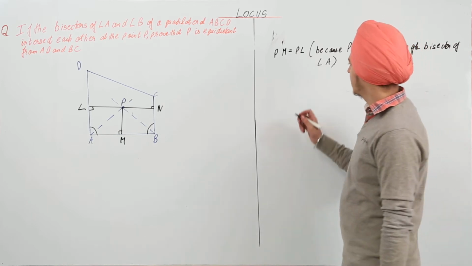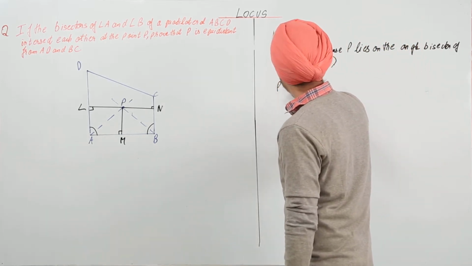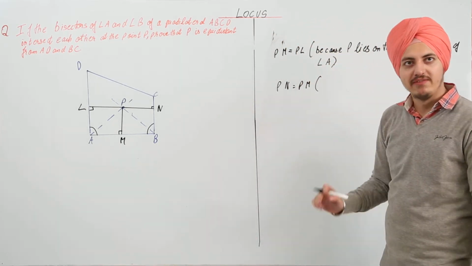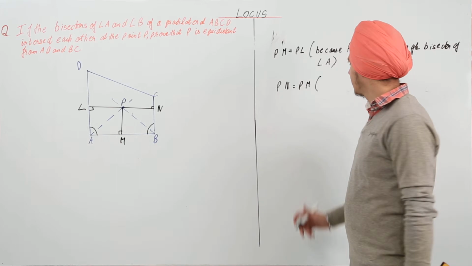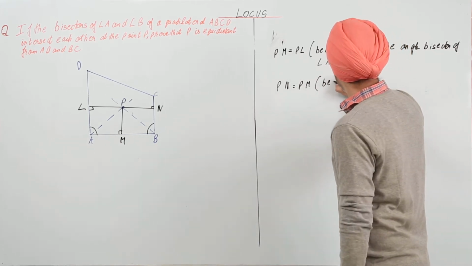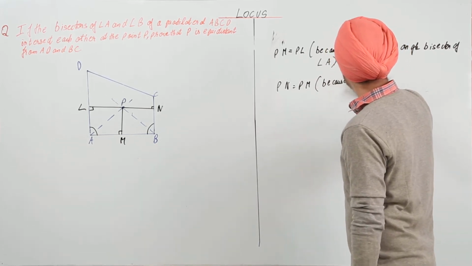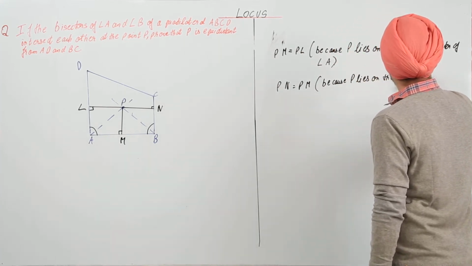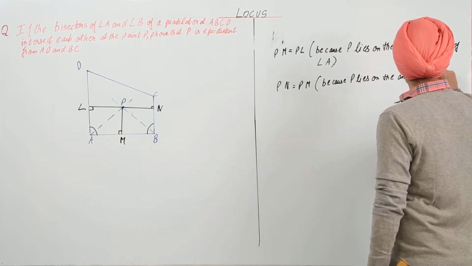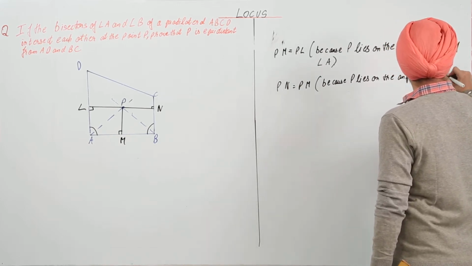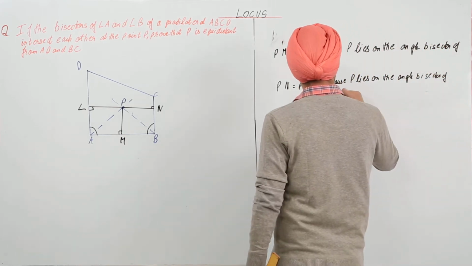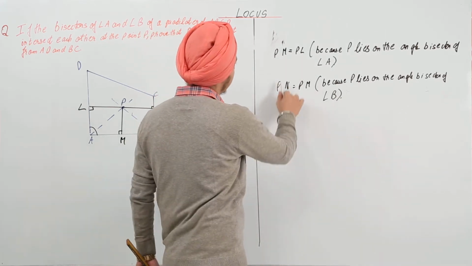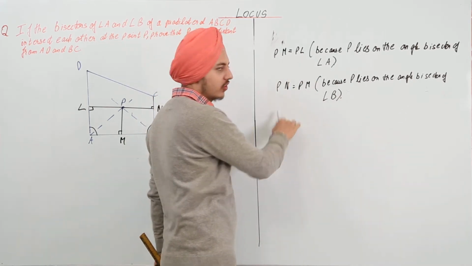Now the next is PN is equal to PM. PN is also equal to PM. Why? Because P lies on the angle bisector of angle B also, right? Because P lies on the angle bisector of angle B.